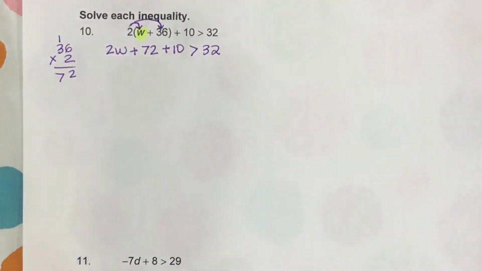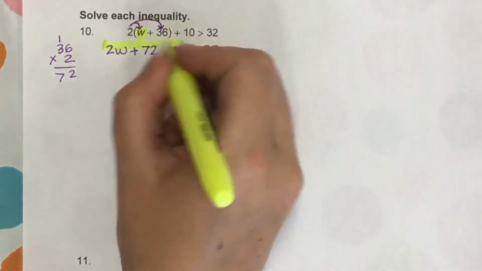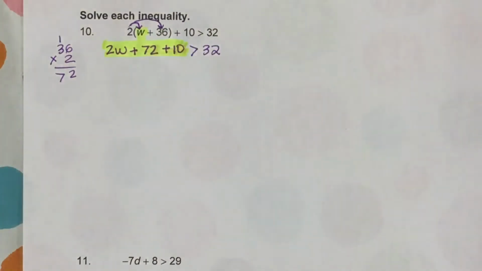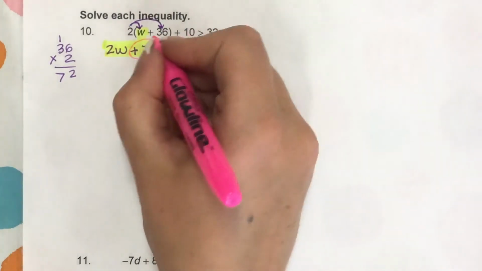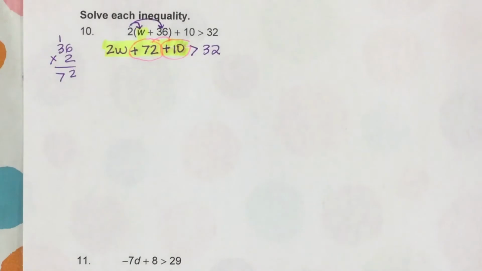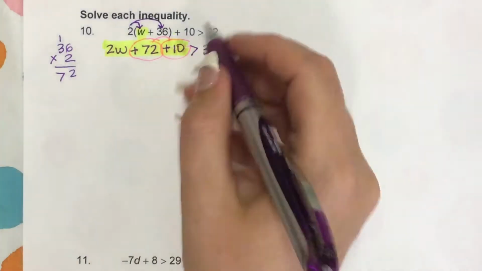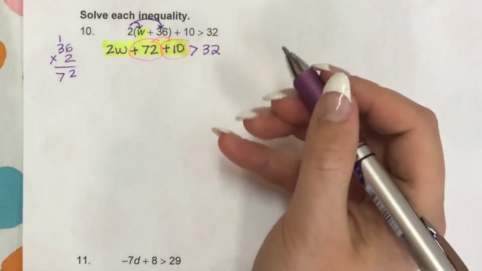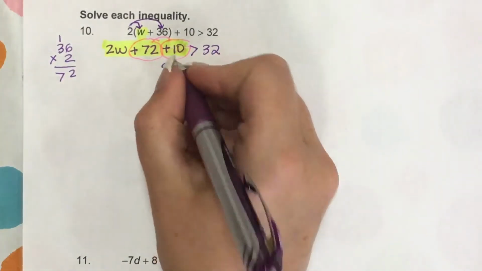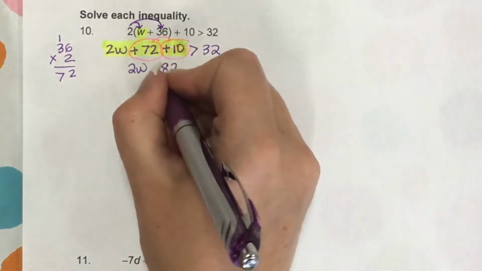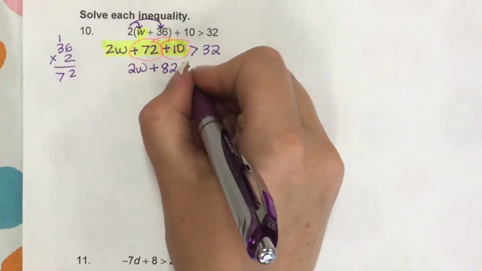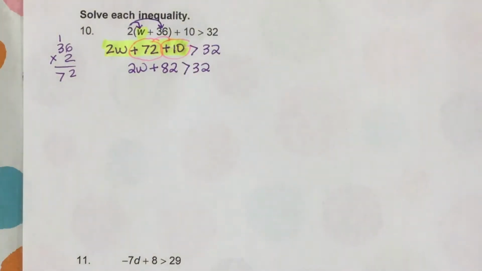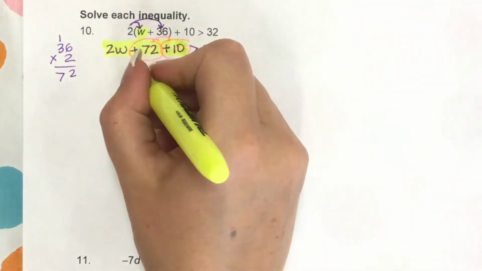Now, when I'm looking at this side of the inequality, what I see is that I have some like terms. I have a positive 72, and I also have a positive 10. So I can combine those into one thing because they're like terms, they're just numbers. So I'm just going to add 72 plus 10, which is just 82. So it's 2W, I'm just dropping that down, plus 82. So 2W plus 82 is greater than 32. Perfect. I'm still trying to determine what W is.